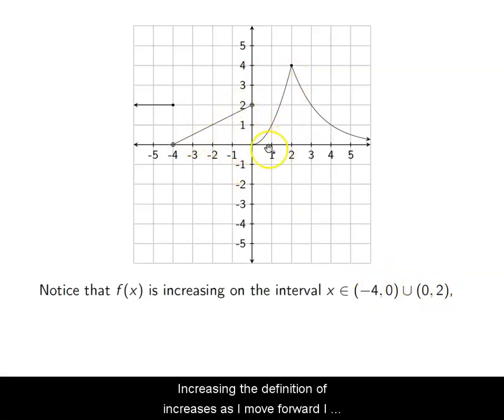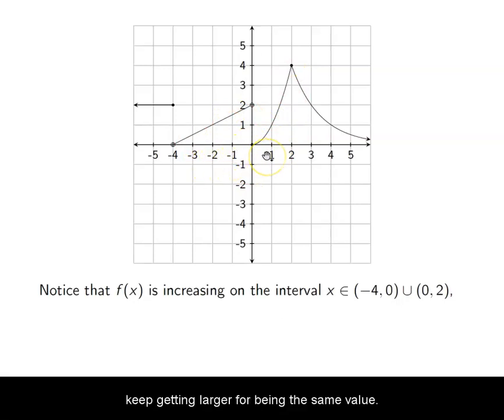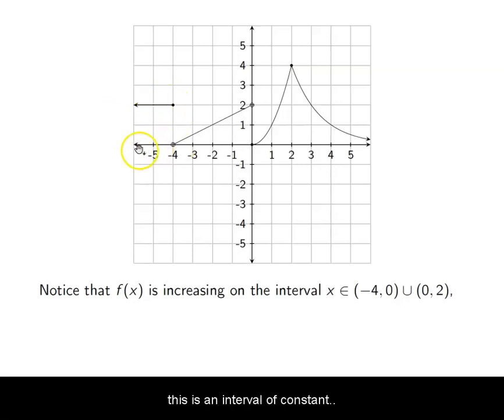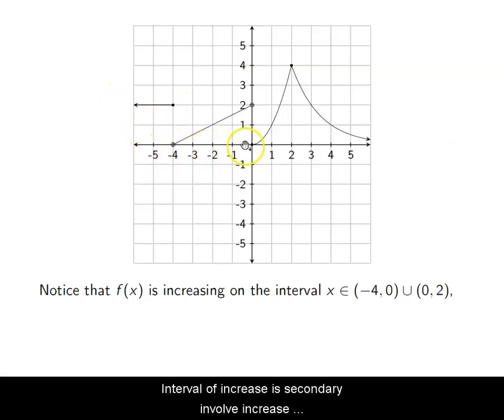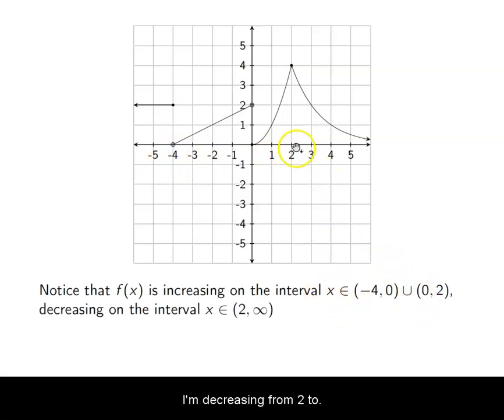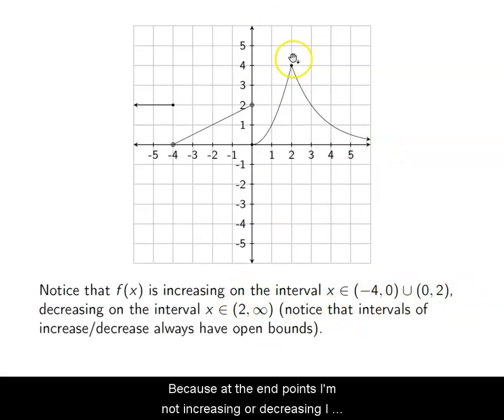The definition of increase is as I move forward, I keep getting larger or being the same value. This is not considered increasing either, because I am always the same value. There should be some sort of change as I move forward. So this is a constant. This is an interval of constant value, an interval of increase, and a secondary interval of increase. These two are joined with a union symbol. I'm decreasing from 2 to infinity. Notice I'm not including the endpoints here, because at the endpoints I'm not increasing or decreasing. I have a fixed value.